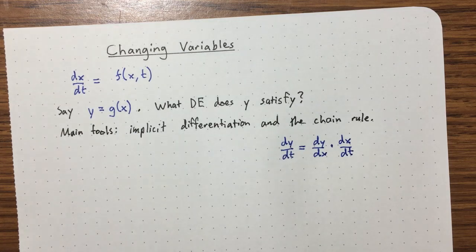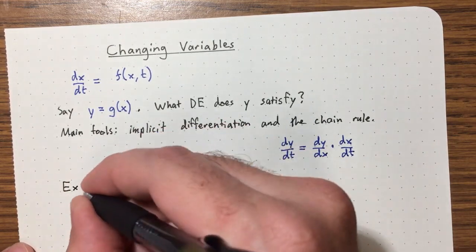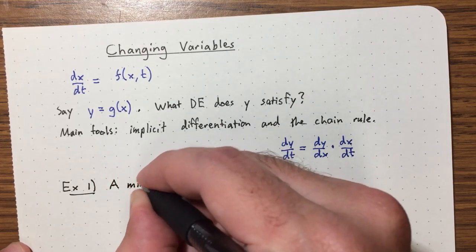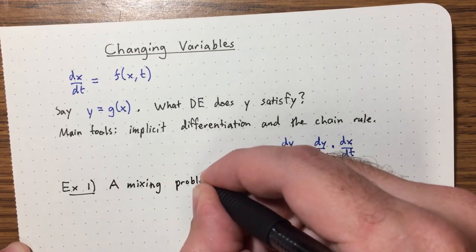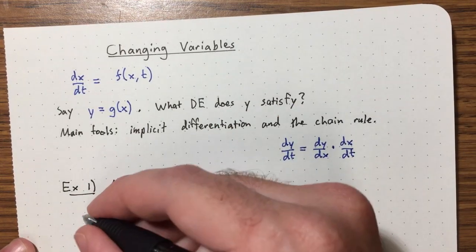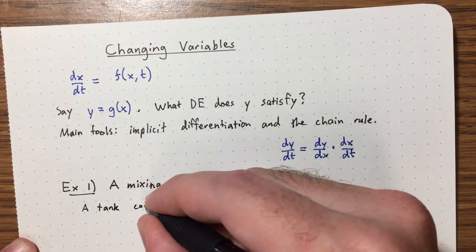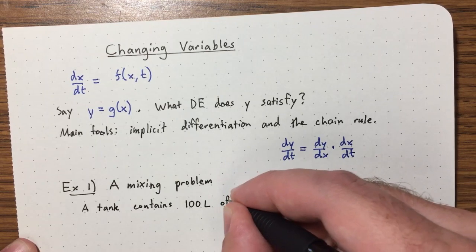Okay, so I'd like to look at a couple examples, and we'll learn how to do this in the context of these examples. Example 1 is going to be a mixing problem. This is a typical kind of problem that can be solved with differential equations. So the setup is, we have a water tank. The tank is going to contain, let's say, 100 liters of pure water.